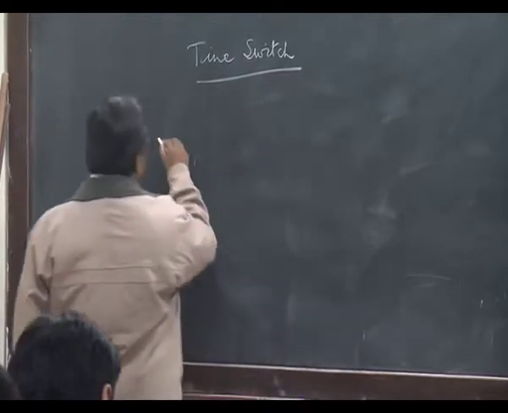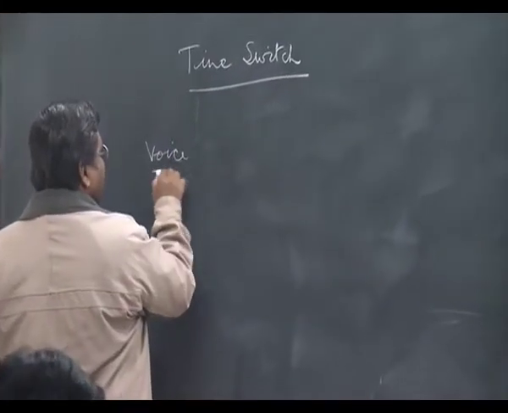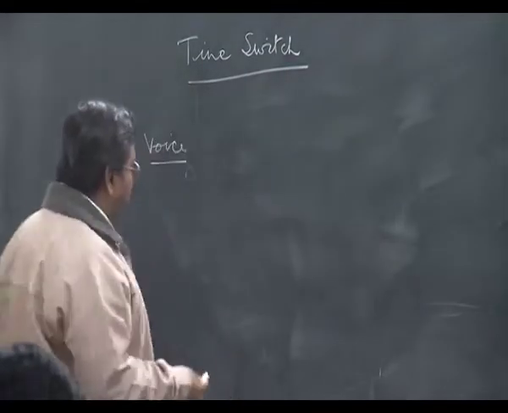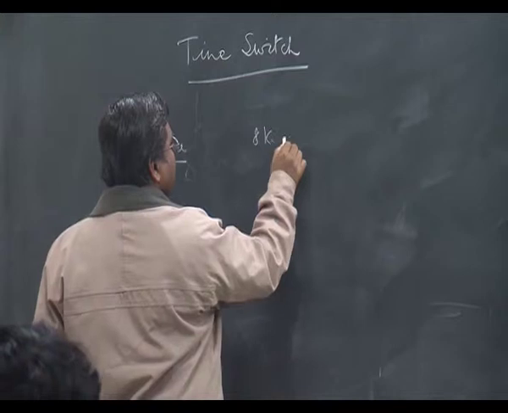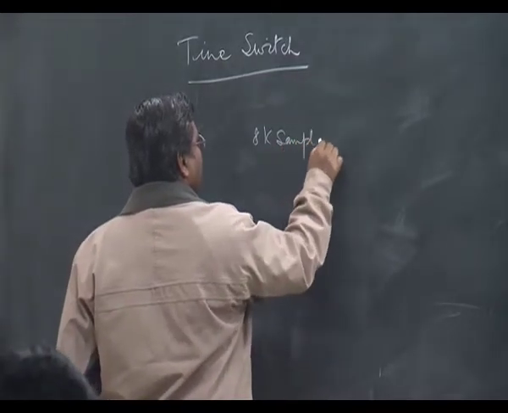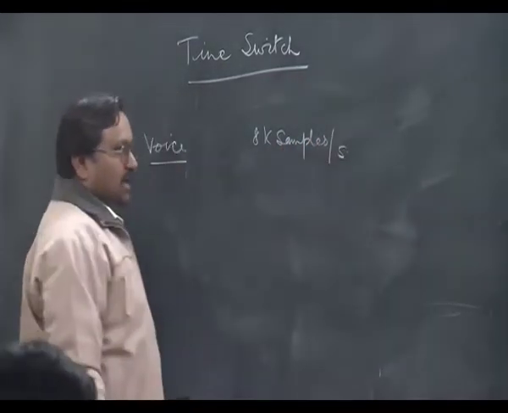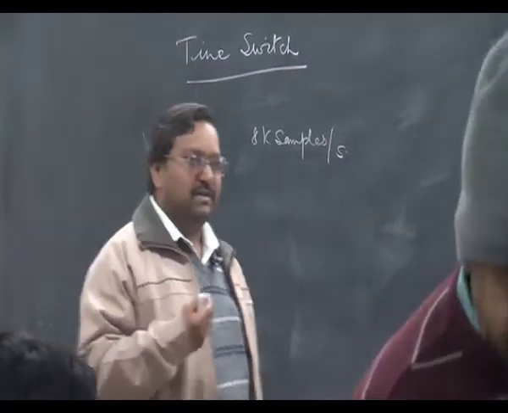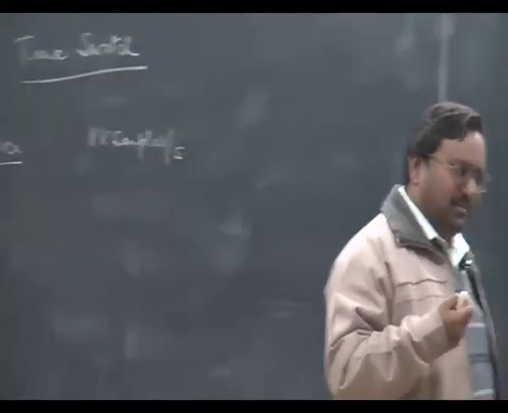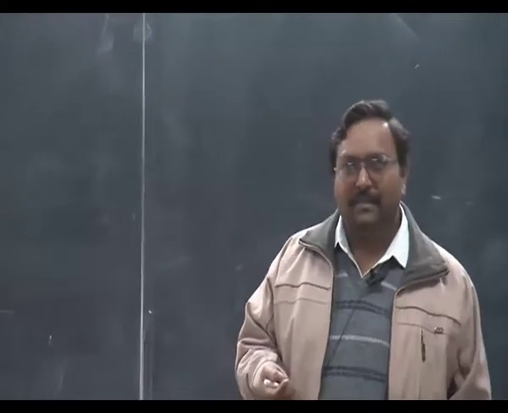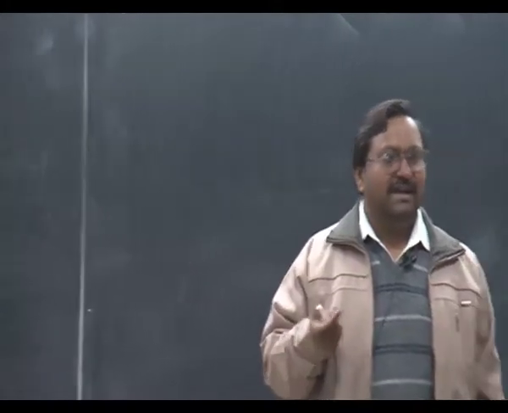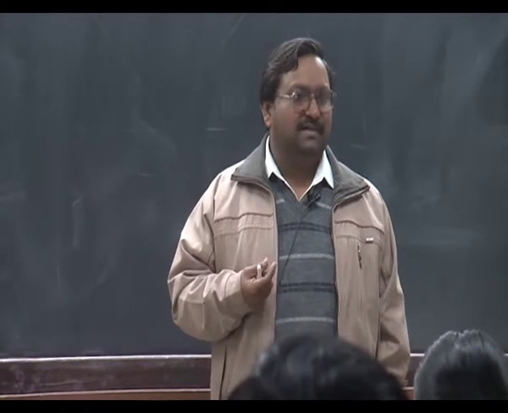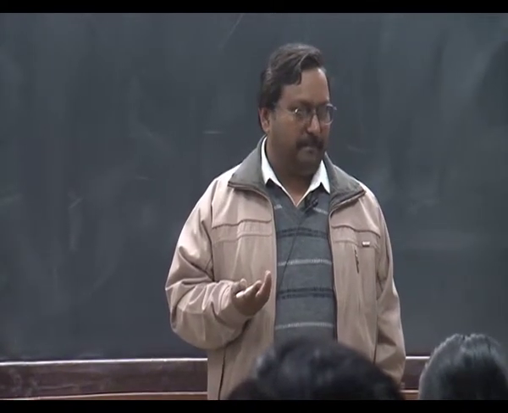Most of the voice which is transported is usually sampled at 8 kilo samples per second, that is 8000 samples per second. Once you do the sampling, for each sample you do analog to digital conversion, and you get 8 bits for each voice sample. That actually means you will get a 64 kilobit per second stream.